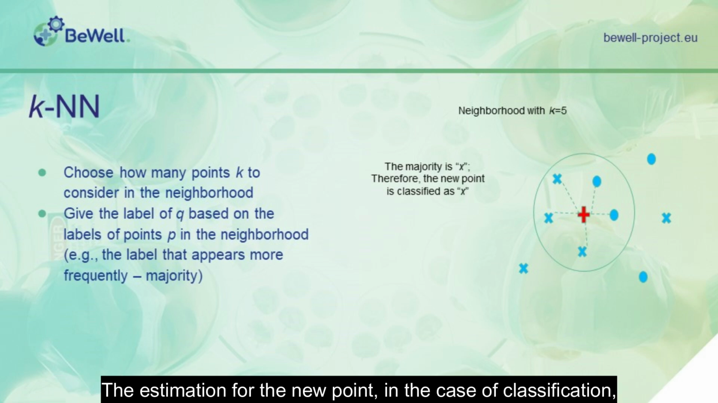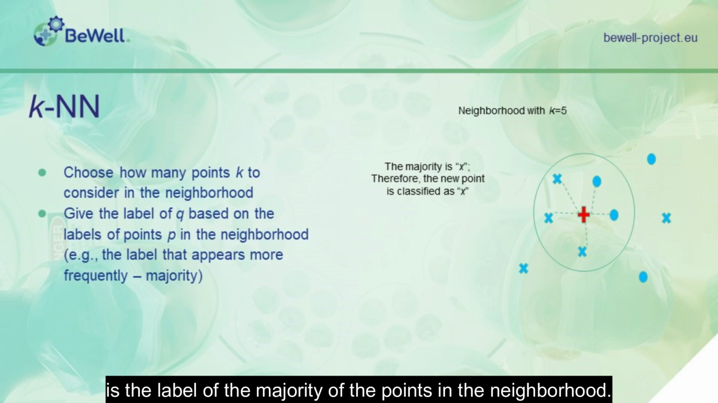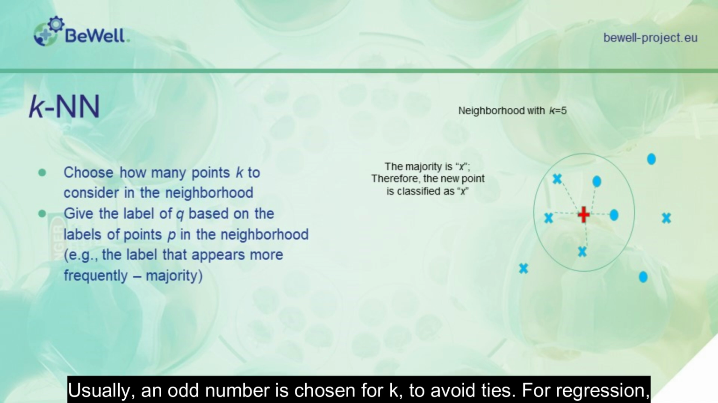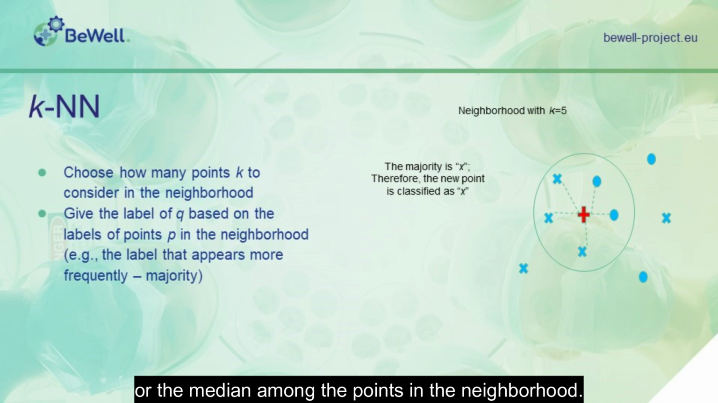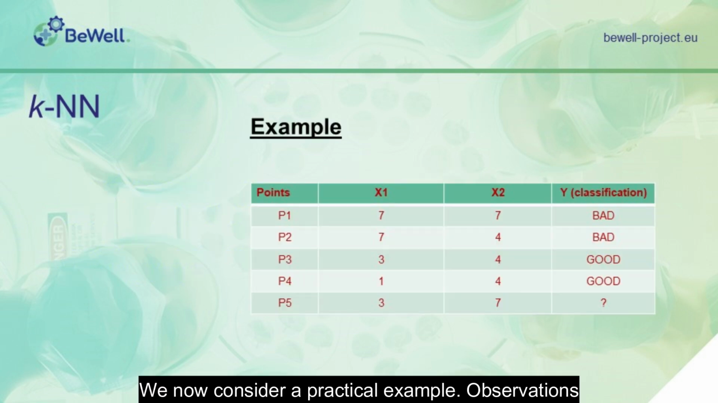The estimation for the new point, in the case of classification, is the label of the majority of the points in the neighborhood. Usually, an odd number is chosen for k to avoid ties. For regression where the label is a number, the estimate can be the mean or the median among the points in the neighborhood. We now consider a practical example.